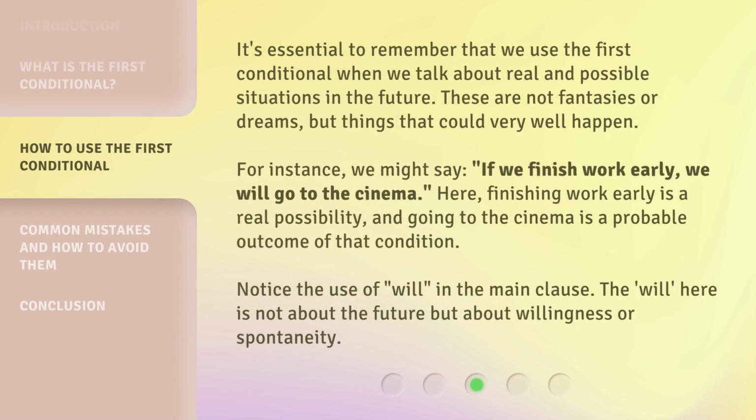It's essential to remember that we use the first conditional when we talk about real and possible situations in the future. These are not fantasies or dreams, but things that could very well happen. For instance, we might say, if we finish work early, we will go to the cinema. Here, finishing work early is a real possibility, and going to the cinema is a probable outcome of that condition. Notice the use of will in the main clause. The will here is not about the future but about willingness or spontaneity.